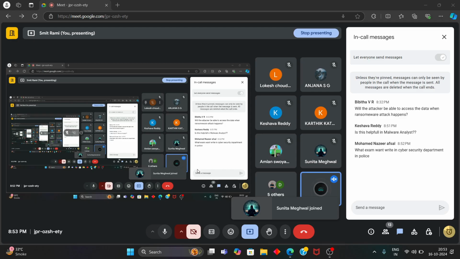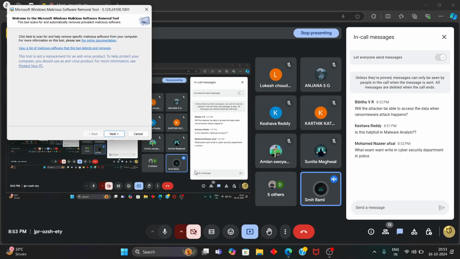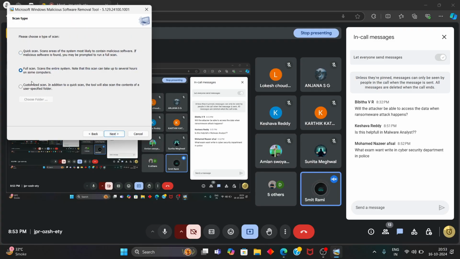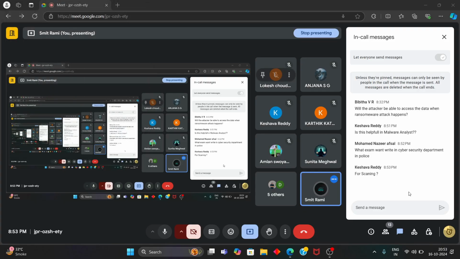So basically, there is a tool in Windows called MRT, the Microsoft Windows Malicious Software Removal Tool. Very few people know about it. Apart from Windows Defender, this is a whole different tool which scans your entire system for malware and ransomware, and if it finds any kind of ransomware, it will remove it.